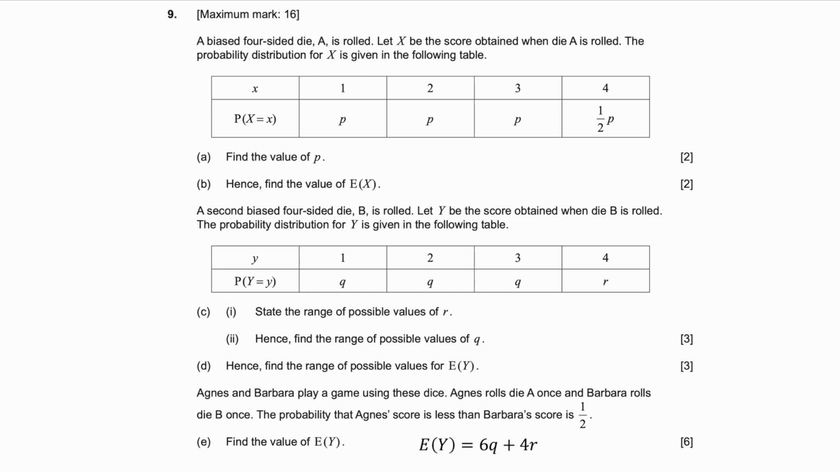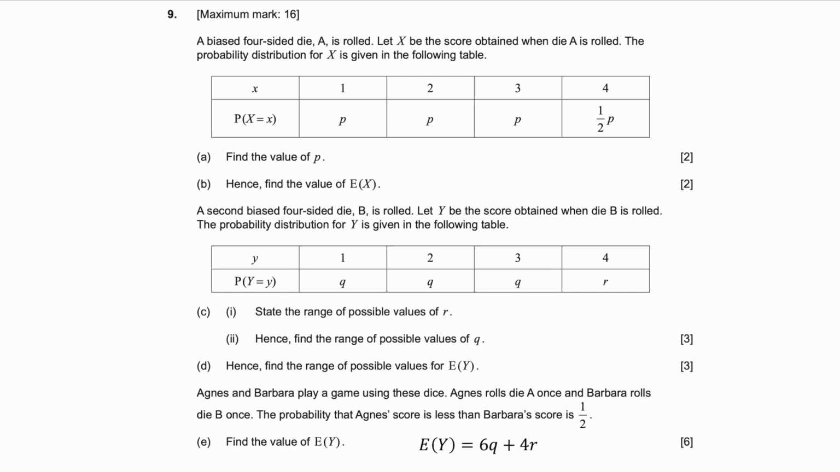Now, the very final question on the paper. It says, Agnes and Barbara play a game using these dice. Agnes rolls dice A once and Barbara rolls dice B once. The probability that Agnes' score is less than Barbara's score is 1/2. And it says find the value of E of Y, and we have a convenient equation for that already, which we used in part D.